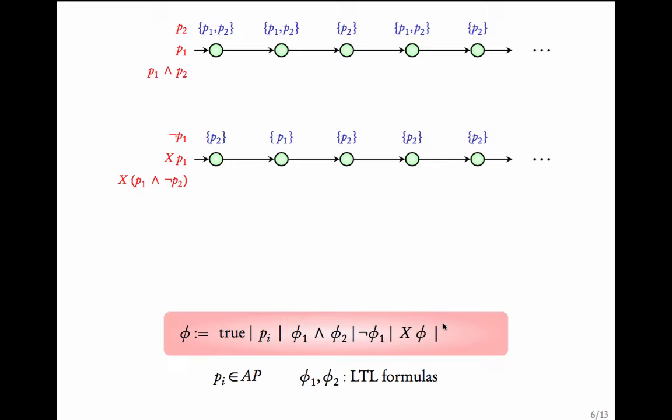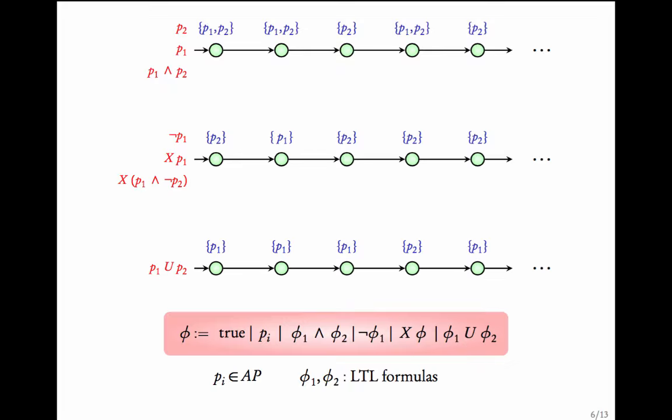The last operator that we are going to look at addresses this issue of going farther in the word, and this operator is called until: phi1 until phi2. This says that in a word, where phi1 and phi2 are LTL formulas, here is an example where we are looking at p1 until p2. This says that you go to the first point where p2 is true.